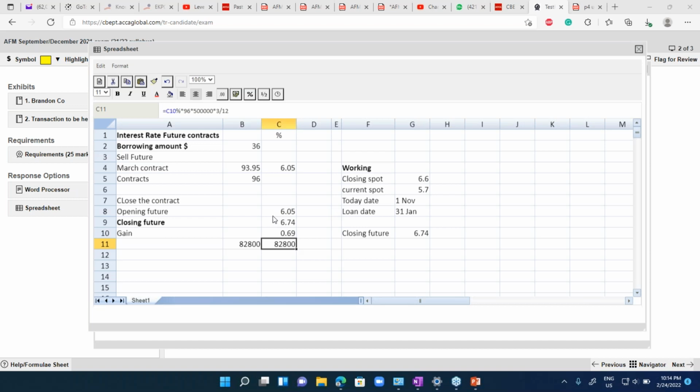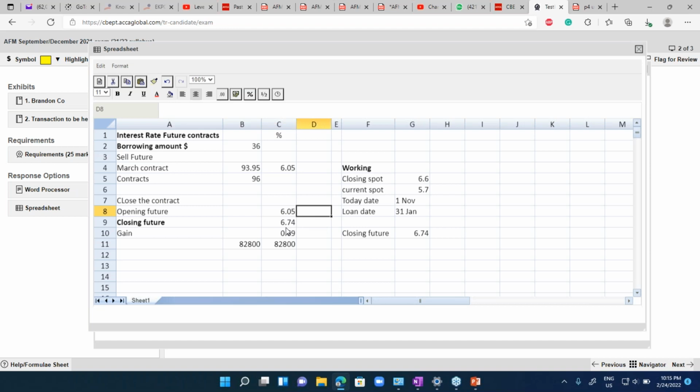It's not a loss. You have booked the future at 6.05, that you will pay interest at 6.05. But the market moves to 6.74. So it's a gain actually.